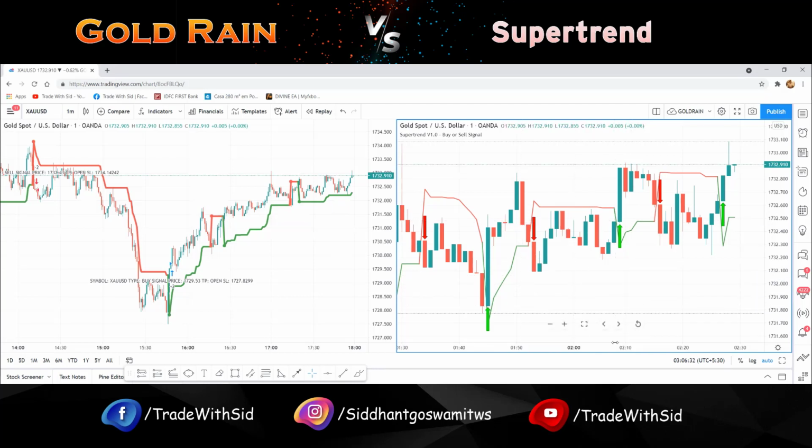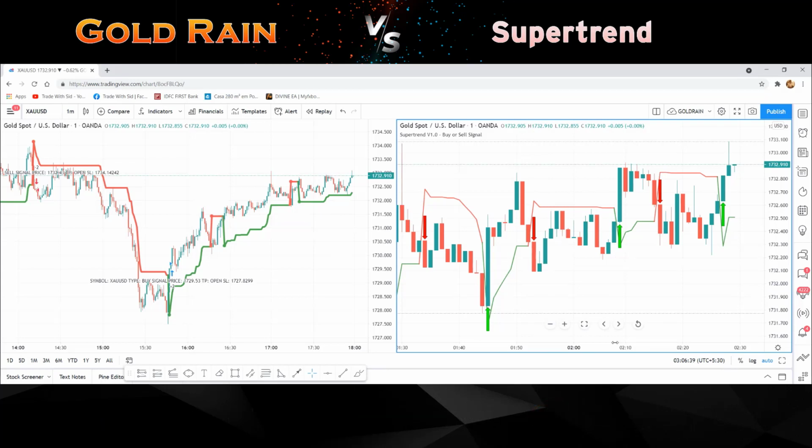First of all, let's start with a 1 minute time frame, because some of you want to do binary options trading, right? And some of you also want to do scalping. So let's start from the 1 minute time frame. Let's see how many signals of Goldrain go correct and how many signals of super trend go correct. Let's start with the first signal.